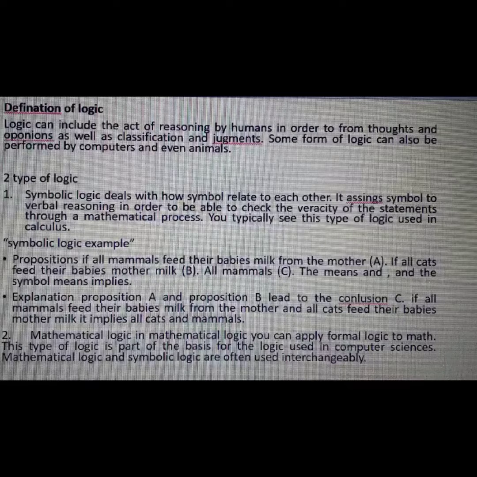Number 2, mathematical logic. In mathematical logic, you apply formal logic to math. This type of logic is part of symbolic logic, and mathematical logic and symbolic logic are often used interchangeably.